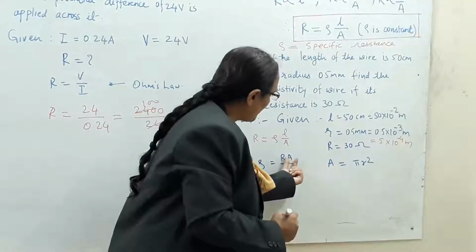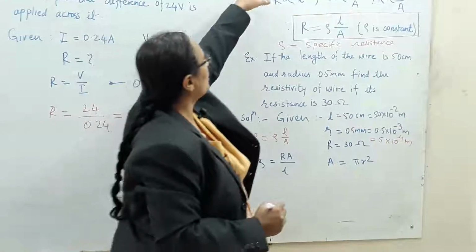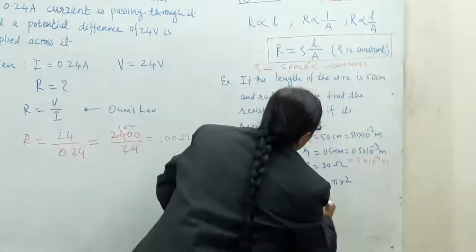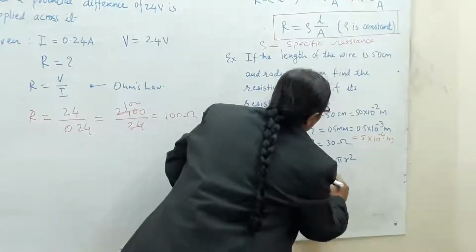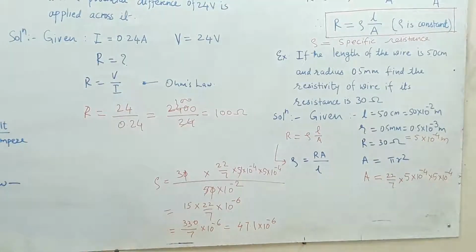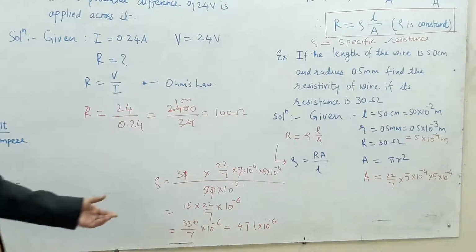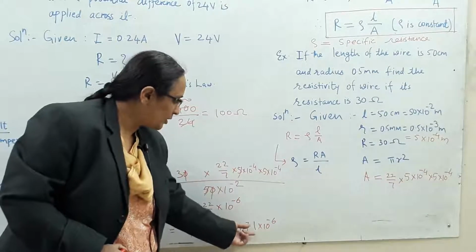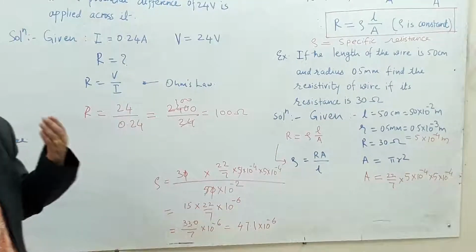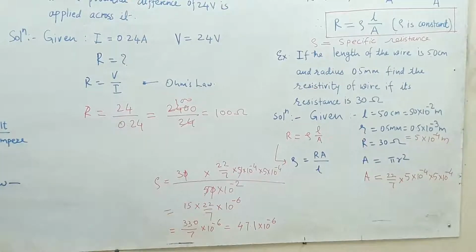Now here area is the area of cross section of the conductor, which is a cylinder, which is actually circular. As rho is constant, we are able to see the final answer as 47.1 into 10 raised to minus 6. The value of rho is 47.1 into 10 raised to minus 6. This is all related to the physical parameters, resistance and resistivity of a conductor.